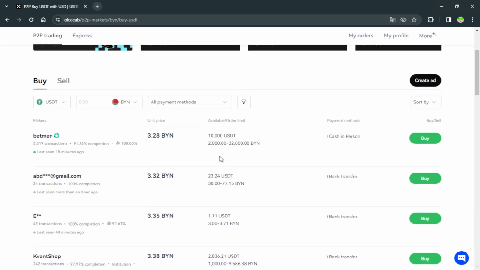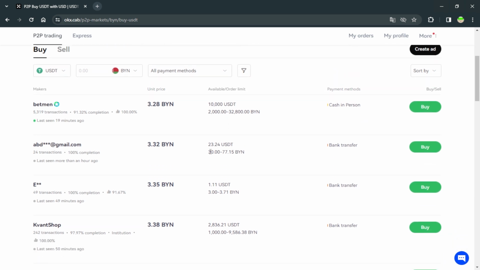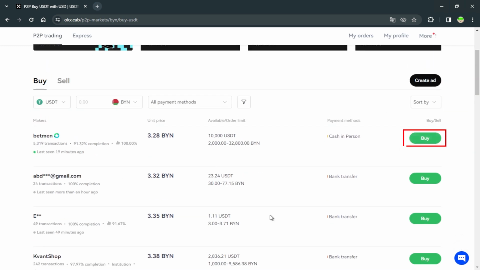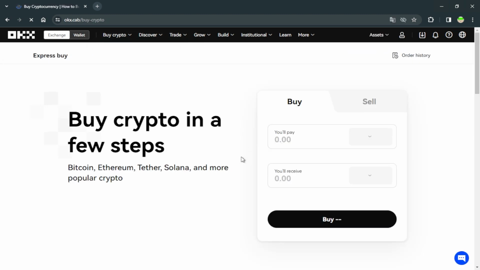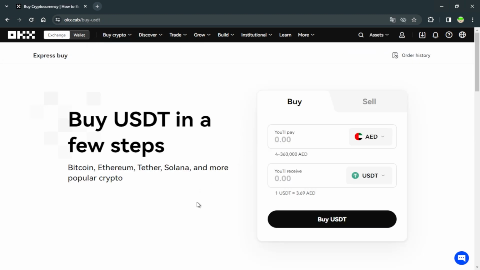Here we pay attention to the limit, the amount of currency which the seller works with. We select a suitable seller with good statistics and conditions that meet our needs and click buy. Next, we transfer our Belarusian rubles to the seller's card. All this happens in a secure transaction and we receive our USDT already on the OKX exchange.